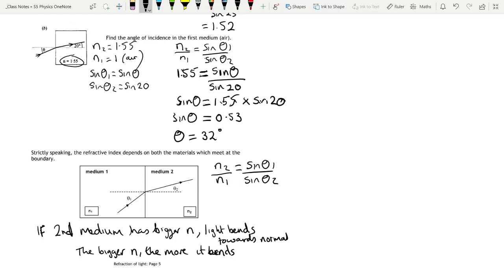And the opposite is true. So if you're going from glass to air, for example, the second medium has a smaller n, so the light bends away from the normal. And again, the smaller the n, the more it bends. I'll leave that there for a second for you to write that up.